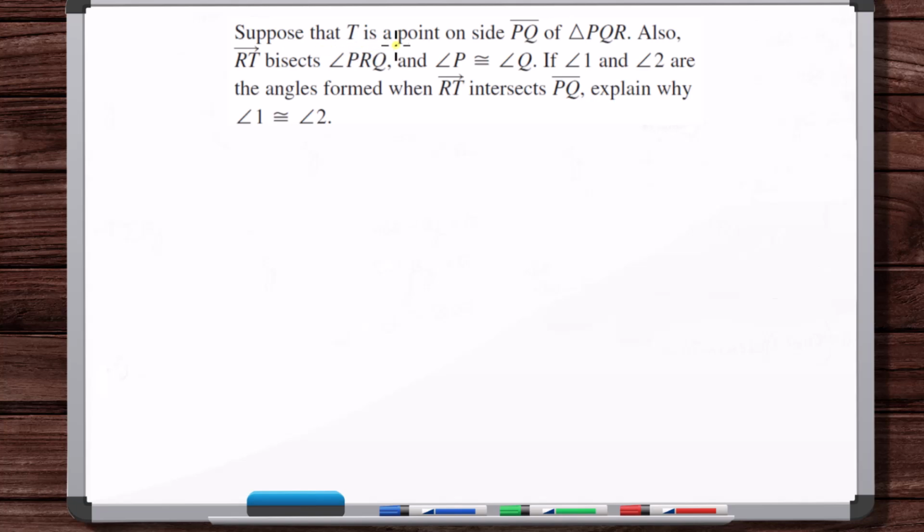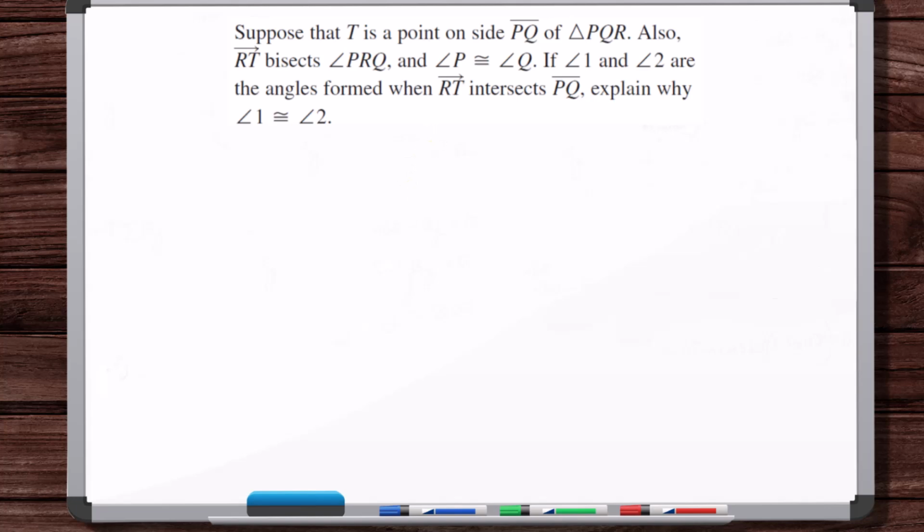Suppose that T is a point on side PQ of triangle PQR. Also, ray RT bisects angle PRQ, and angle P is congruent to angle Q. If angle 1 and angle 2 are the angles formed when ray RT intersects segment PQ, explain why angle 1 is congruent to angle 2.